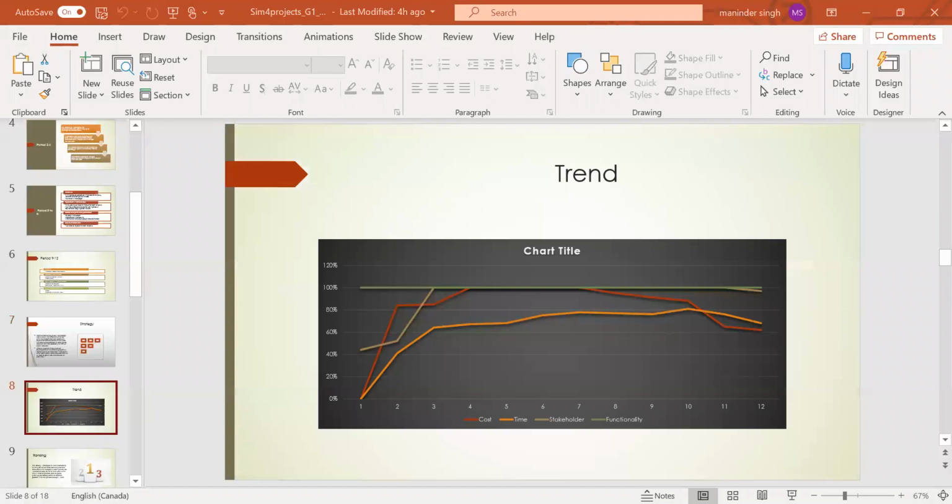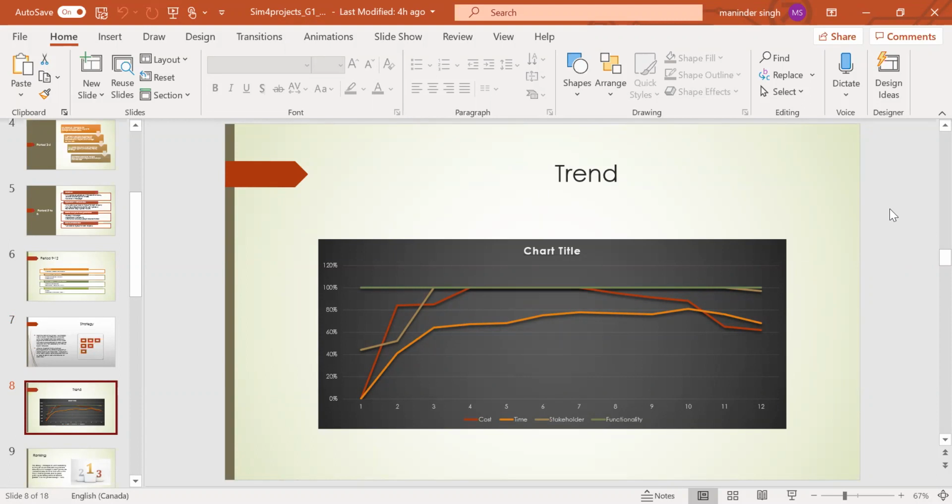Yeah, this chart shows the trend which has been followed during the first period till the 12th period. It has four lines. One represents the cost, another one time, one stakeholder, and another one functionality. We were up to the mark according to the functionality. We were always 100% in functionality, which means we have applied the right person to the right work.